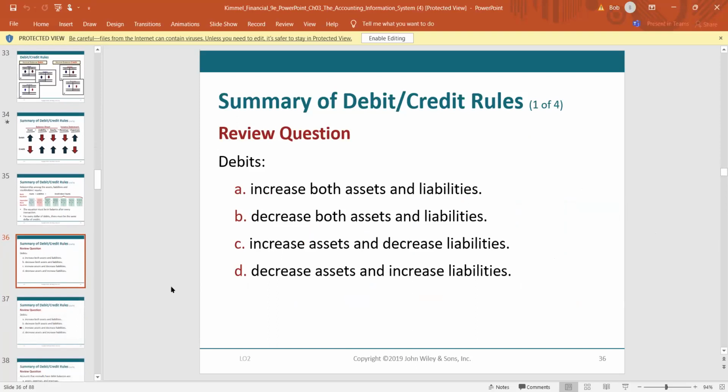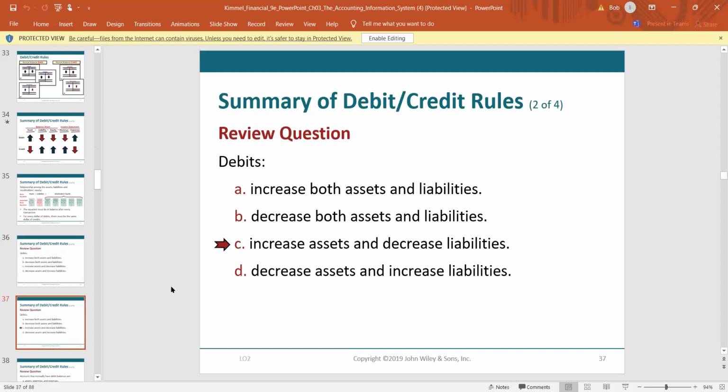Summary of debit and credit rules. Debits increase assets and decrease liabilities. Okay? This is the kind of thing you have to have in your skull automatically. This is the exact type of questions you'll get on the test. They'll say debits do what, and then they'll give you a few scenarios like this. So understand the debits and credits.